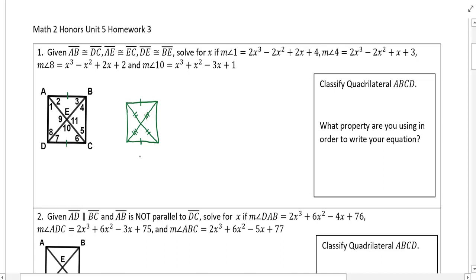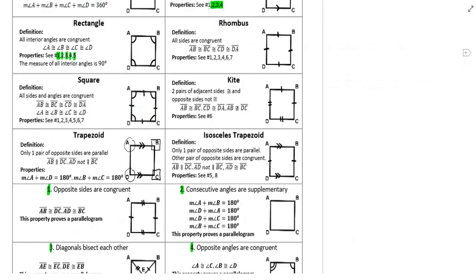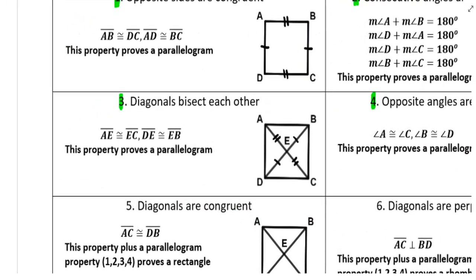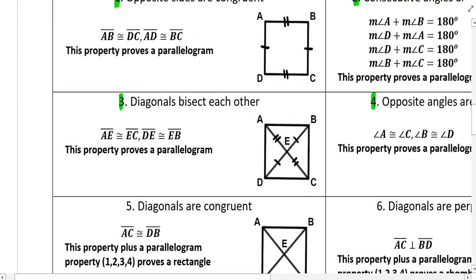And we want to solve given certain things. But before we solve, we need to be able to classify this quadrilateral and figure out what we are working with here. Let me show you back here. On number 3 for property, if the diagonals bisect each other, this property proves that you're working with a parallelogram.